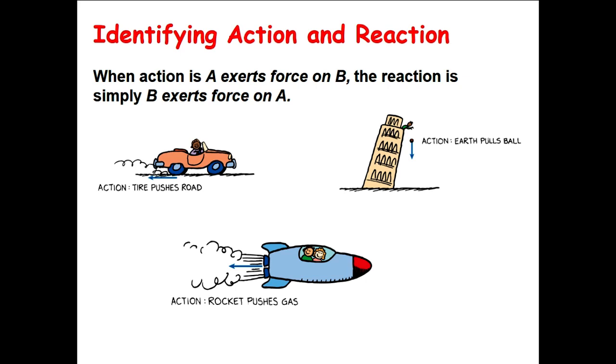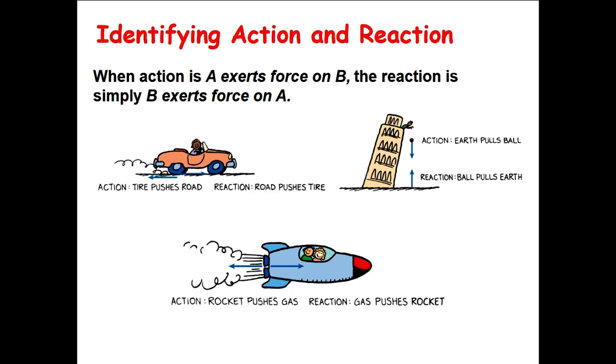How do I identify action and reaction forces? Well, simply you look at the picture and you identify the two objects. So when action is object A exerts a force on object B, then the reaction is simply object B is exerting a force on object A. So for example, a man is driving a car. Now the tires, they push on the road, and that's the action. The reaction is the road is pushing back on the tire, and that's why the car is moving forward.